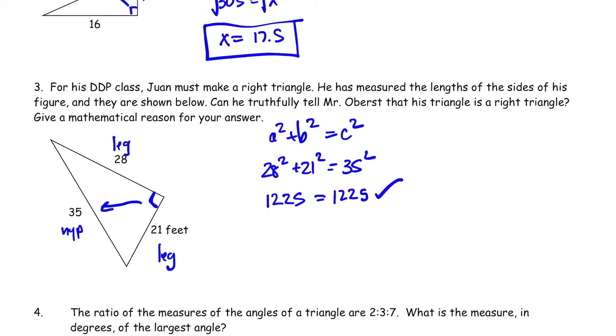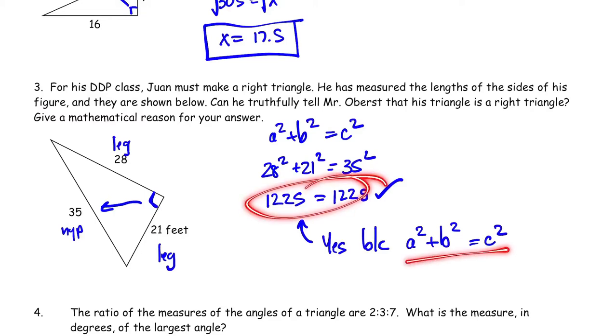Give a mathematical reason. I would say yes, because a squared plus b squared equals c squared. You showed it with the numbers, and remember this only works in a right triangle.